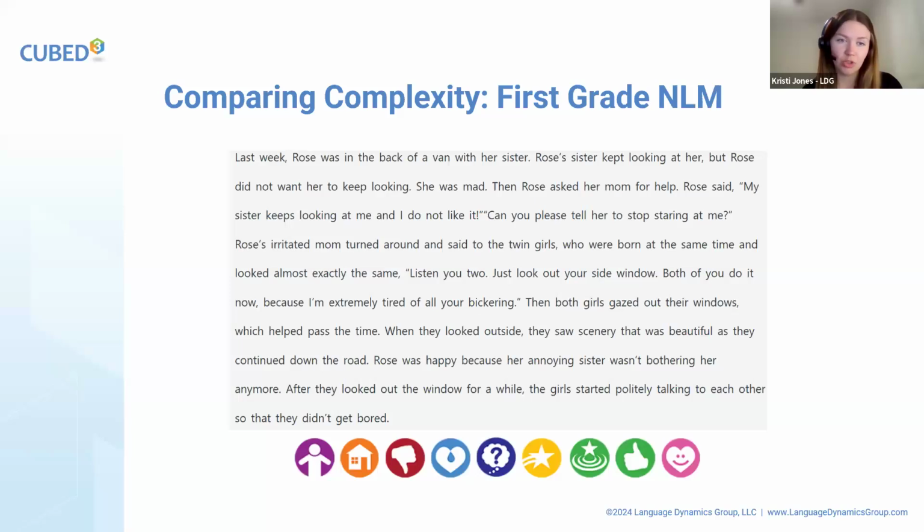Rose's irritated mom turned around and said to the twin girls, who were born at the same time and looked almost exactly the same, "Listen, you two, just look out your side window. Both of you do it now because I'm extremely tired of all your bickering." Then both girls gazed out their windows, which helped pass the time. When they looked outside, they saw the scenery that was beautiful as they continued down the street. Rose was happy because her annoying sister wasn't bothering her anymore. After they looked out the window for a while, the girls started politely talking to each other so that they didn't get bored. Very relatable story to anybody who's got siblings.